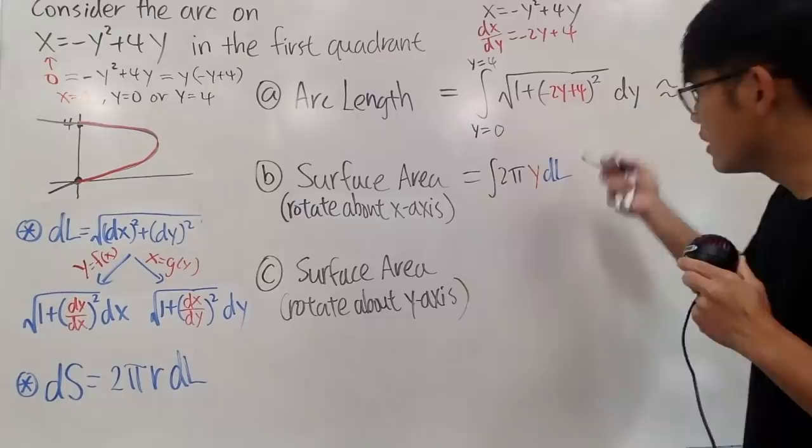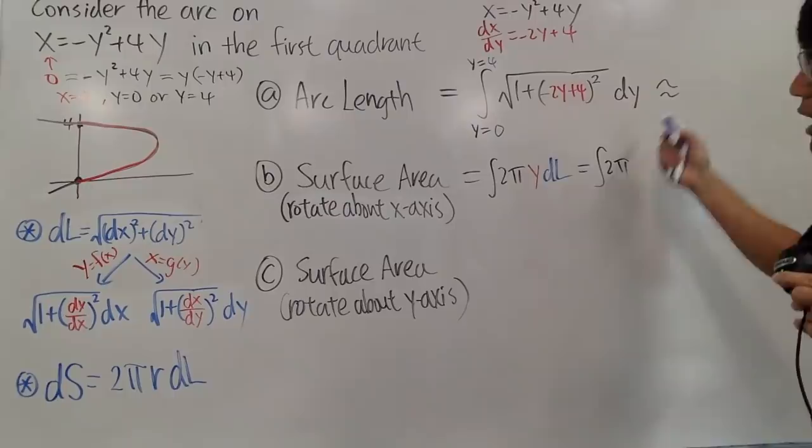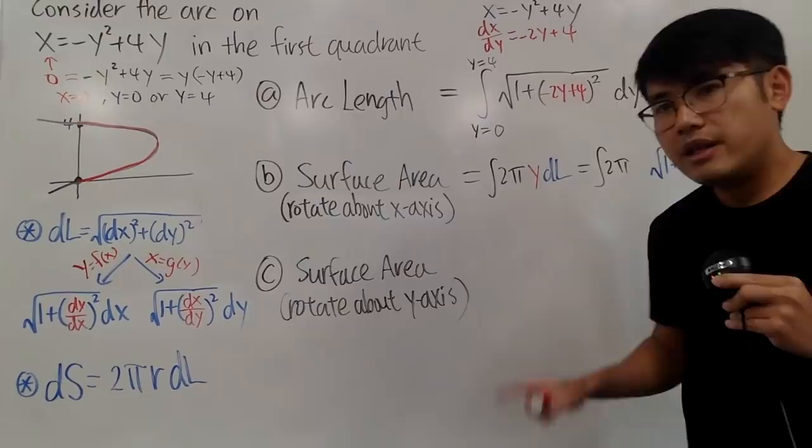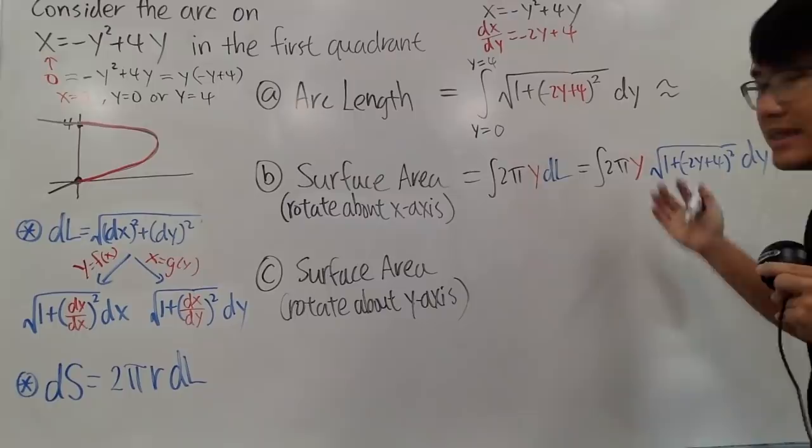Now, here's the deal. Integral is still integral, 2 pi is still 2 pi. Let's put down the dl first. Dl is from part a, of course, right? It's the same thing. Then we just put that down as how it is. Now, because we are in the y world, this y is totally okay to be right here. So you just go ahead and put down that y as how it is.